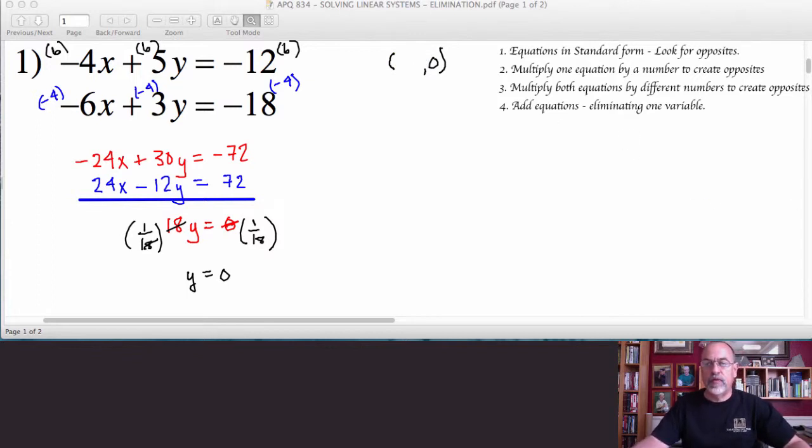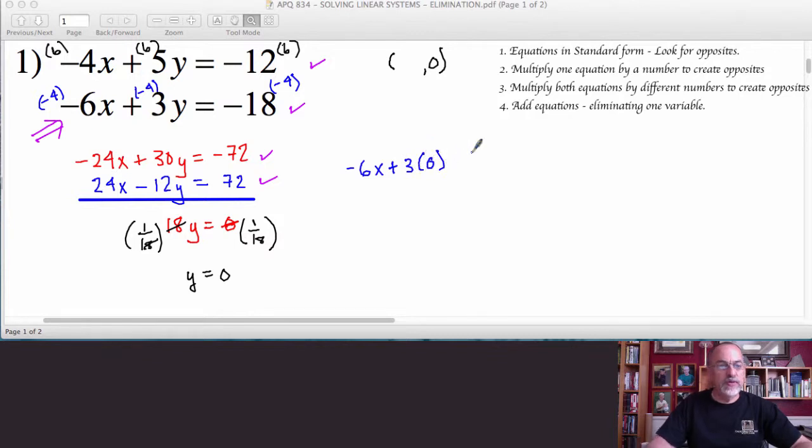Now, just like we've been doing before, we can go back to any of the equations, either the original 2 that I have or the 2 new ones that I got after multiplying by that number, and I can substitute y into any of those and determine the x value from there. So I'm going to go back to, let's say, this second equation right here, and substitute the value for y into that one. So that's going to give me negative 6x plus 3 times the y value, which I now know is 0, is negative 18.